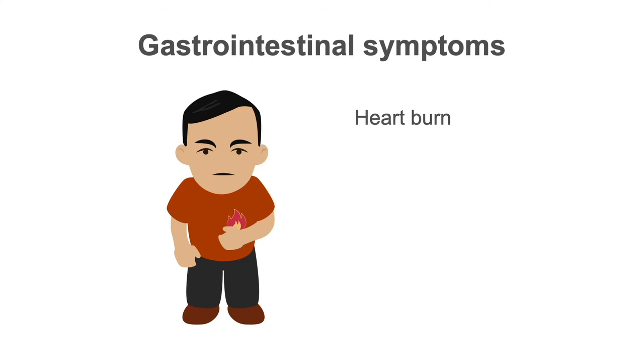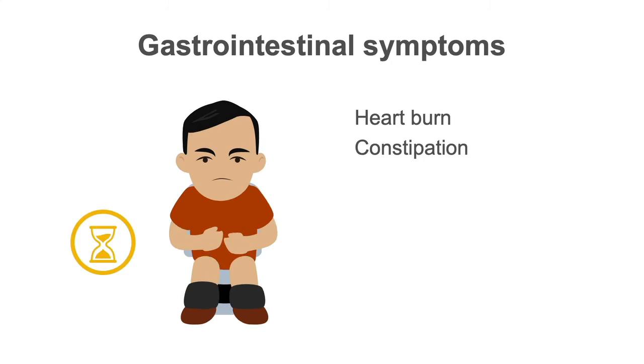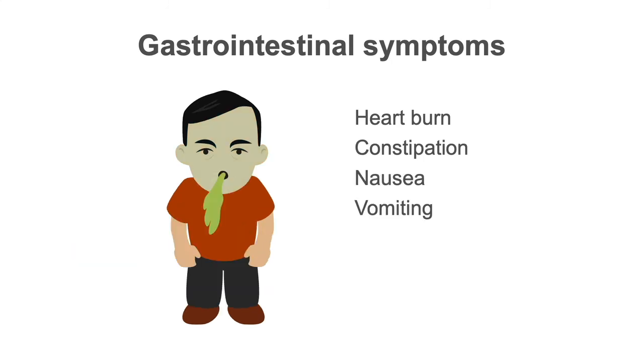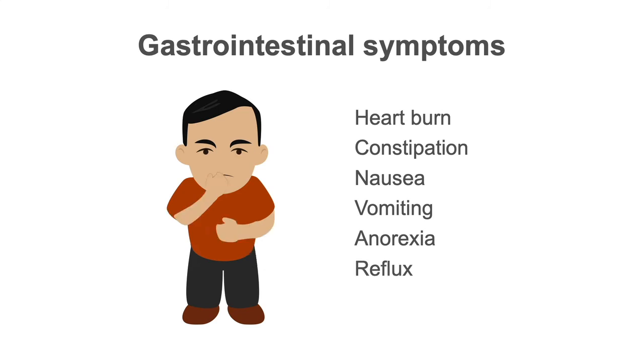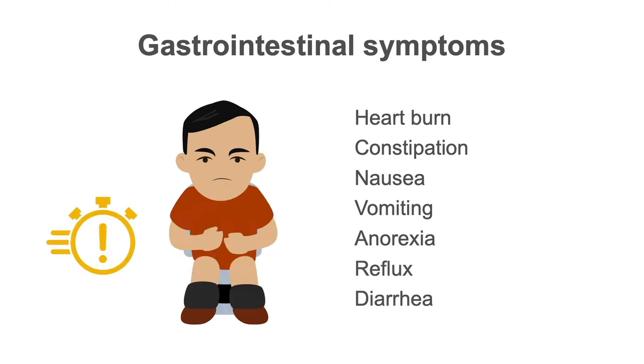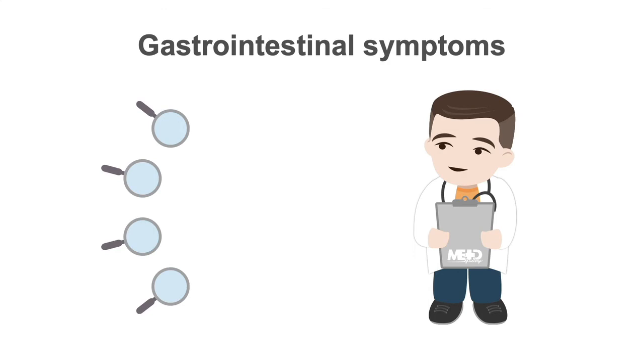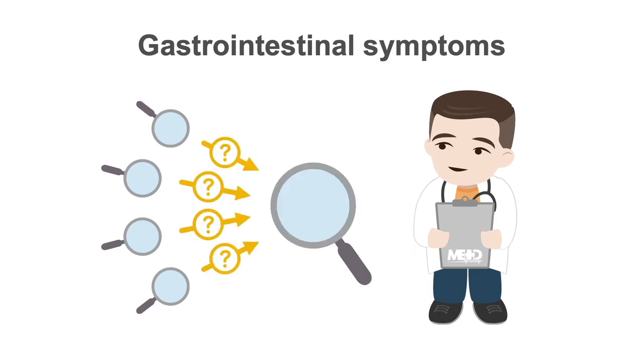I typically start with questioning them about GI symptoms, such as heartburn, constipation, nausea, vomiting, anorexia, reflux, or diarrhea, to name a few. However, you want to think of these symptoms as which ones relate to the chief complaint. Some fit and some don't. So you have to ask a large variety of them. Asking broad questions initially allows you to understand what symptoms they have and what they don't. You begin to narrow down what may be the source of the pain based on their answers.